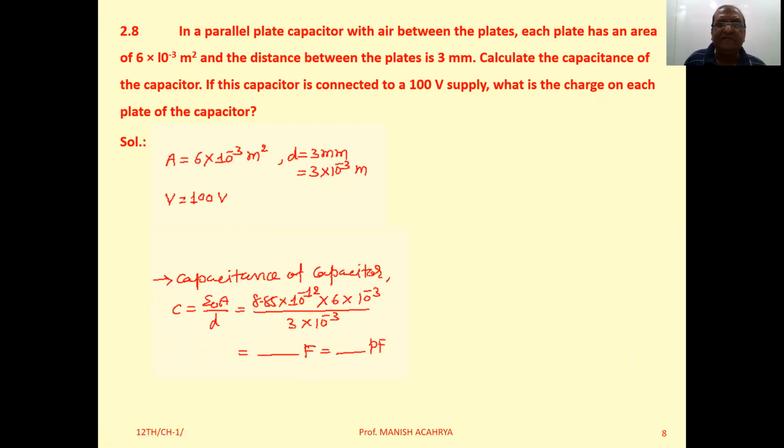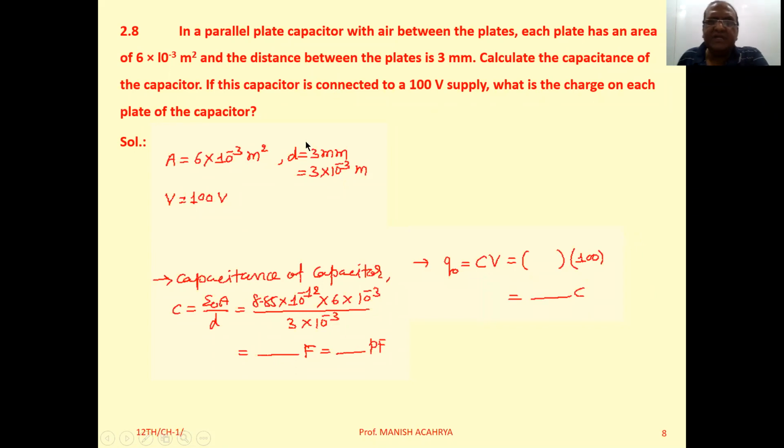Now the capacitance of a parallel plate capacitor is C equal to epsilon 0 A by D. Simple, substitute the values. Epsilon 0 is 8.85 into 10 raised to minus 12. The area of the plate is 6 into 10 raised to minus 3 upon the separation D, that is 3 into 10 raised to minus 3. Solve it, you will get the answer. Clear?